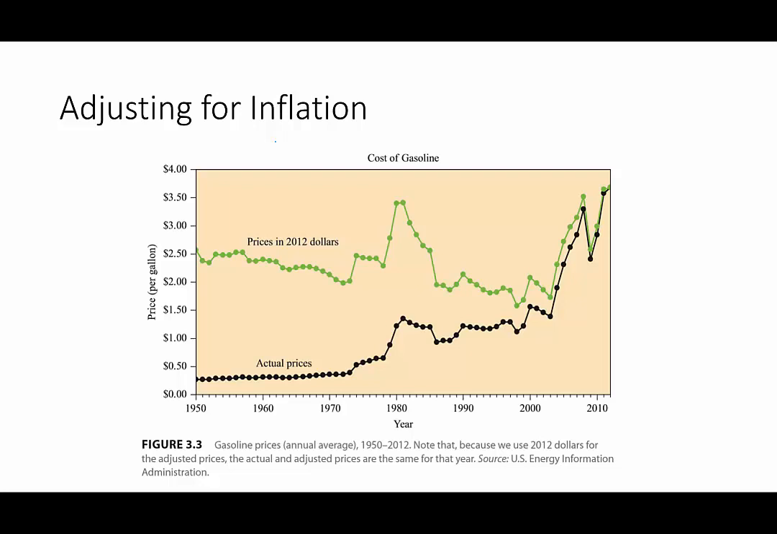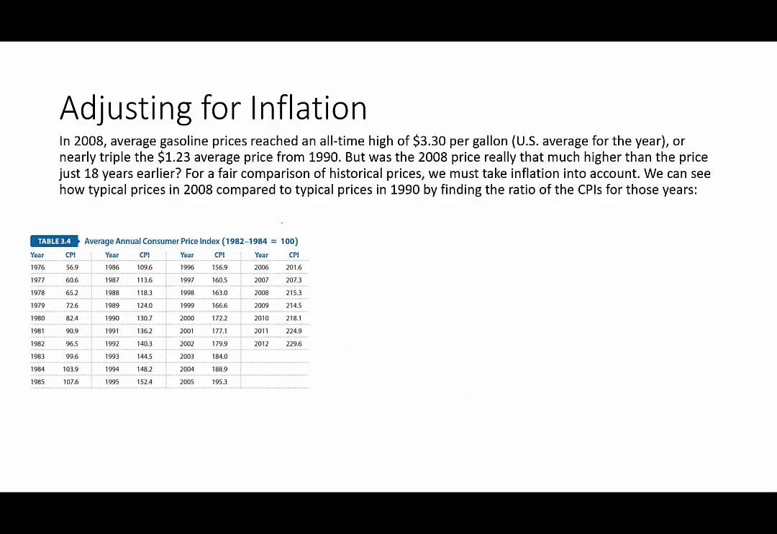Okay, now we're going to look at adjusting for inflation. And here we're looking at 2 graphs. The green graph shows the price in 2012 dollars. That's everything adjusted for inflation based on a 2012 dollar. And then these were the actual prices. You can see the 2012 dollar was a lot more than the actual prices.